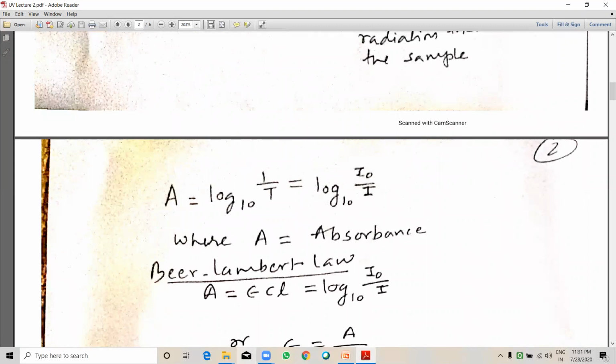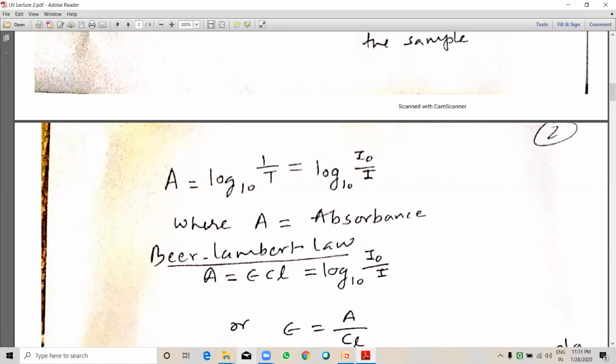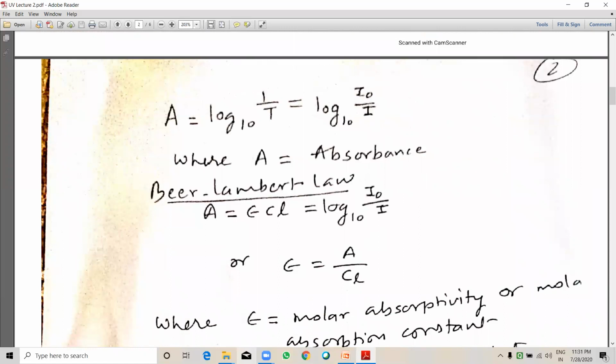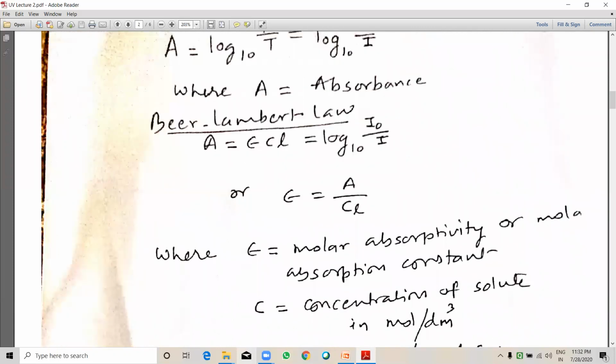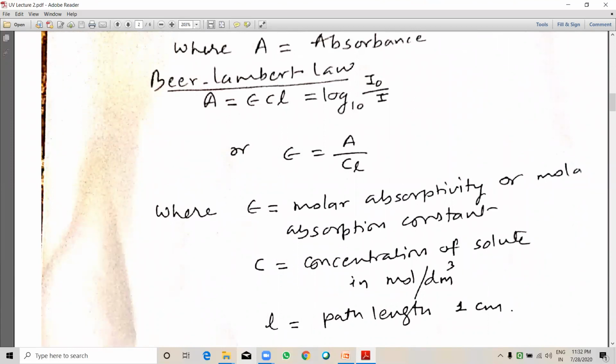A is equal to log 10 1 upon T, which is equal to log 10 I0 upon I, where A is equal to absorbance. Beer-Lambert law: A is equal to epsilon CL, or epsilon is equal to A upon CL, where epsilon is molar absorptivity or molar absorption constant.